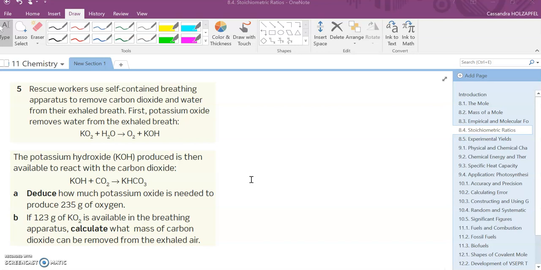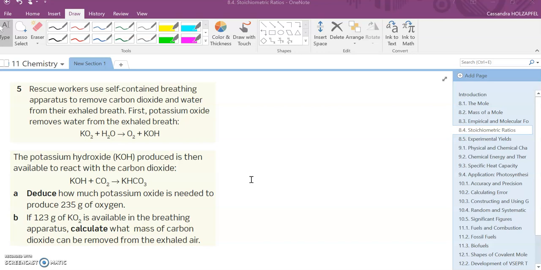Okay, so if you want to have a go at this question, be my guest, pause the video. I'm going to go through. So rescue workers use self-contained breathing apparatus to remove carbon dioxide and water from their exhaled breath. First, potassium oxide removes water from the exhaled breath using the following reaction.